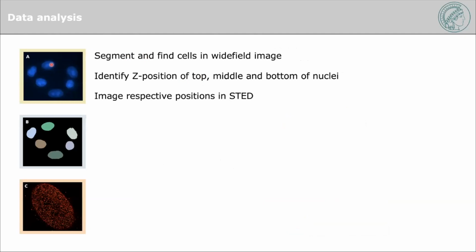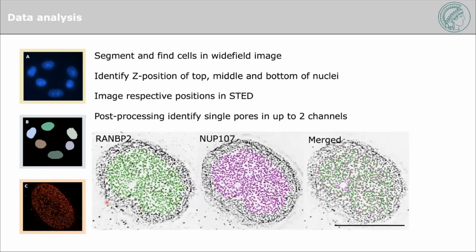So from such an image, you segment and find cells, and then we wanted to image at different positions depending on the questions: at the top, bottom, and middle. And this was one of the reasons why we used ImageJ, because in the Nikon software we couldn't really find a good algorithm to do it. And then image the respective positions instead. And then there's obviously some post-processing where the biological question came in.